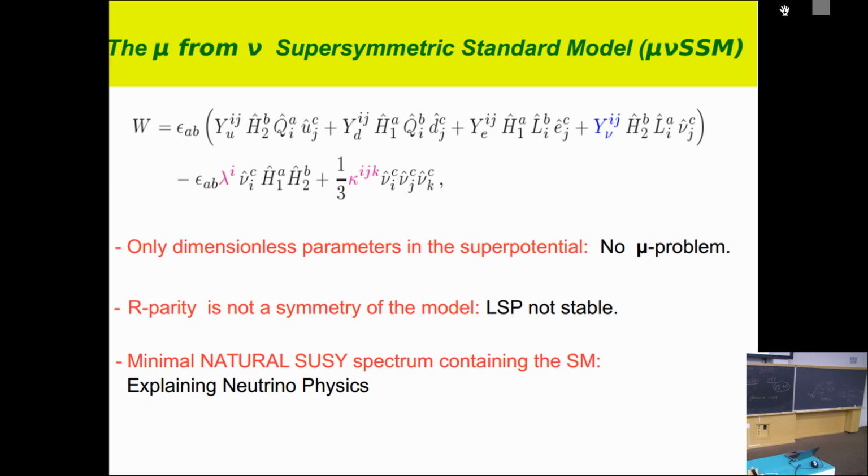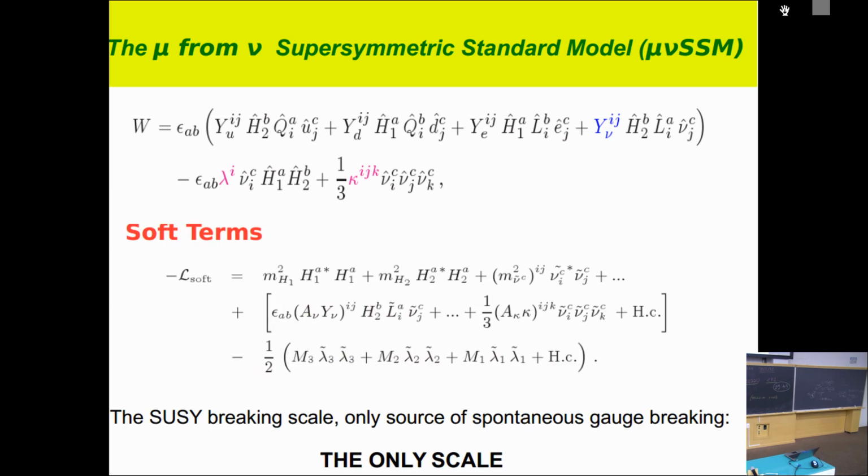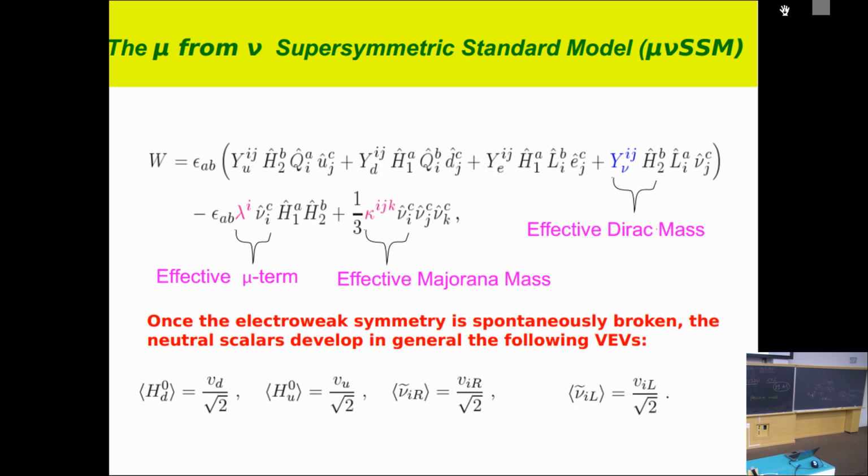You are breaking R-parity because you want to generate the Majorana masses and also the mu term. And you want to have this Yukawa for the neutrinos. And also the mu term that is coming from here. You need to break R-parity. There is no other possibility. Then you are going to generate effective mu terms, effective Majorana masses, effective Dirac masses. You are going to have a vacuum expectation value for the fields, and now also the left-handed sneutrinos develop a vacuum expectation value.